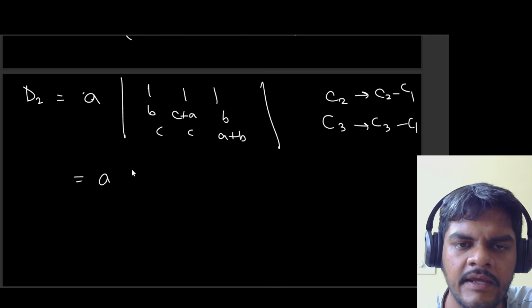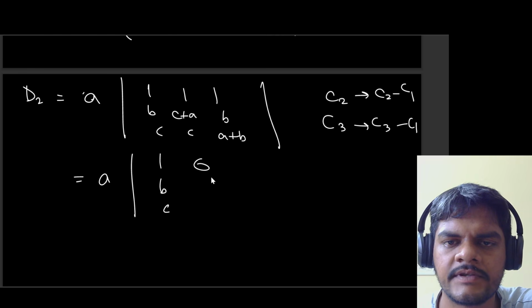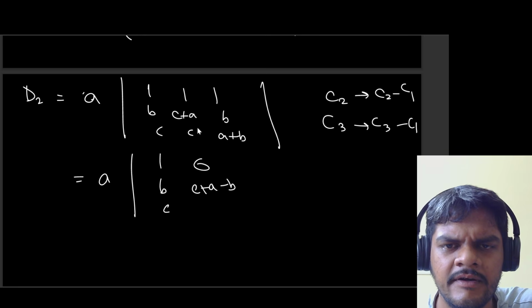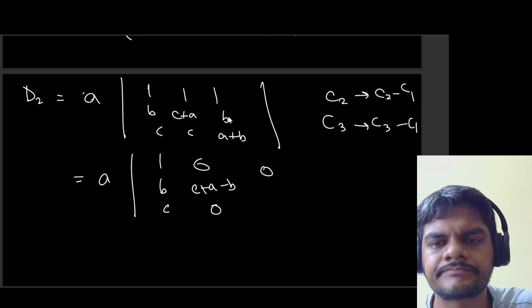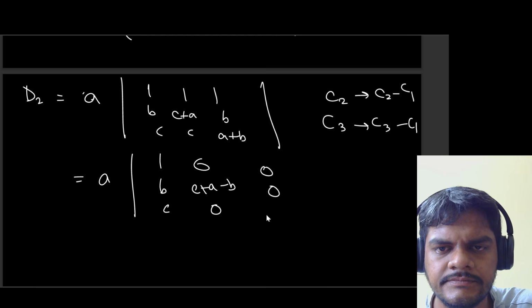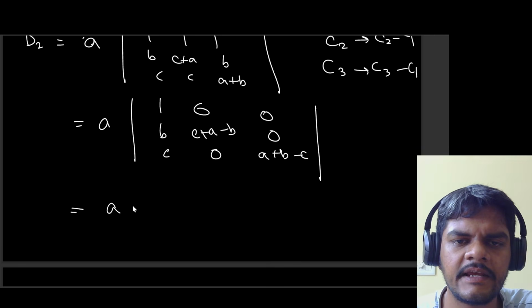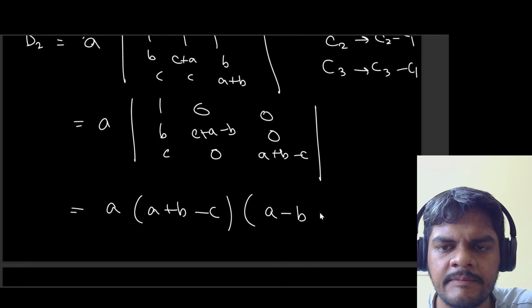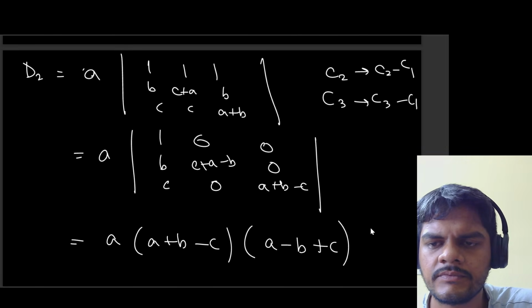So how do we get that? Column 1 is not changed. Column 2 minus column 1 gives 0, C plus A minus B, and 0. Then 0, 0, A plus B minus C. So that is there. So this will be simply A into the product of these two, A plus B minus C into A minus B plus C. So you see, this is determinant 2, determinant 1.